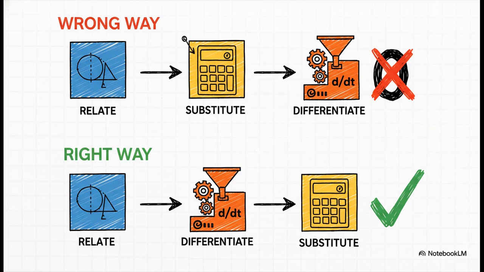Do not substitute numbers for your variables before you differentiate. If you plug in, say, the ladder's distance from the wall before you take the derivative, you're telling calculus that distance is a constant. Its derivative becomes 0, and your entire calculation just falls apart. You have to differentiate the general relationship first, and then plug in the numbers for that specific snapshot in time.